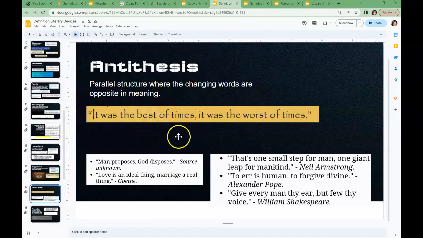Excellent. Antithesis. Here we have love is an ideal thing, marriage a real thing. So we have blank is a blank thing, blank is a blank thing. And then we have the opposites of real and ideal. And then I guess they're also implying that the marriage and love are opposites, which is a little depressing, but I guess that is their opinion. And so that is antithesis.